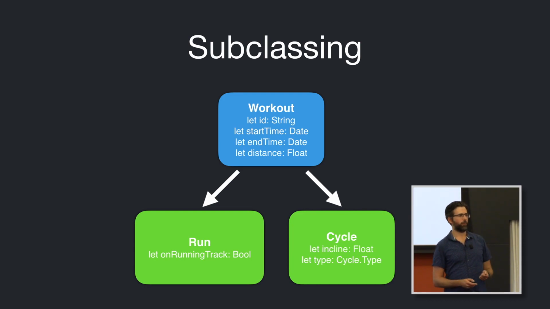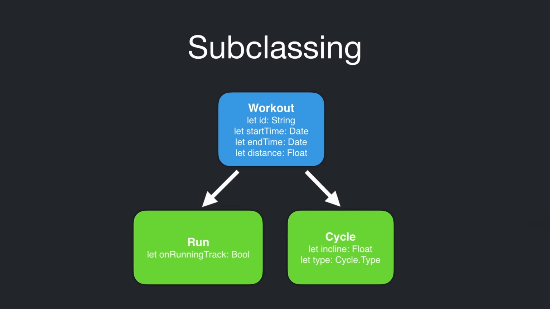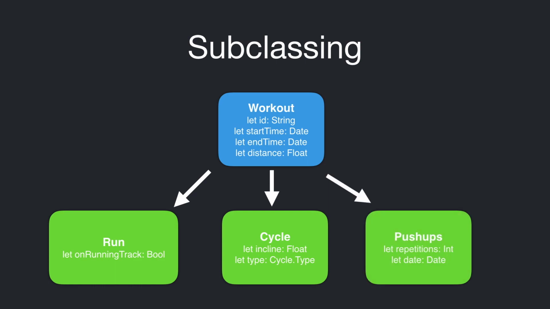But here's the problem. What if we add another workout that doesn't fit all the properties from the superclass? So let's say we have push-ups. With push-ups, we don't run or cycle really far. We just stay at home or in the gym. And we also maybe don't need a start and end time. We can just say the dates that we did a push-up. So now we have some properties in the superclass that are not fitting for this model.